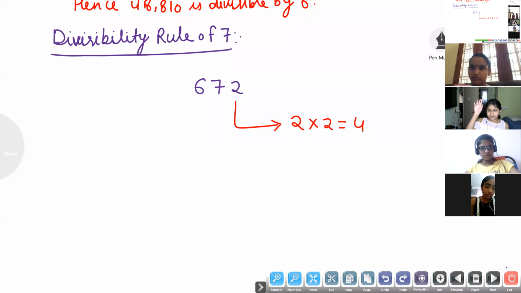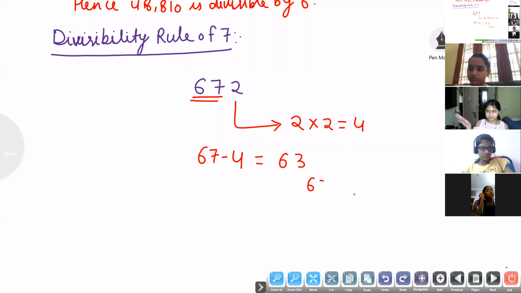Except one's place, digit is 67. 67 minus double of one's place. 67 minus 4 is equal to 63. Now I want to check 63 will come in 7 table. Yes. 63 divided by 7 is equal to 9. Result is coming whole number. Then I can say yes, 672 is divisible by 7. Are you getting my point, students?